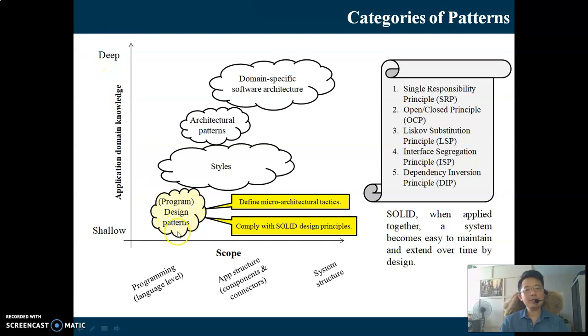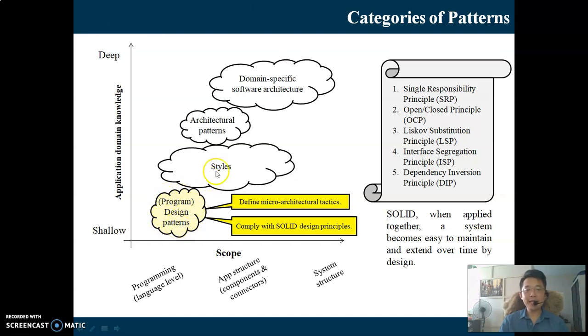Now, let me bring your attention to design patterns. Design patterns define micro-architectural tactics. It is used at programming level, and it does not have much domain knowledge required for its design. This is good news, because this shows that design pattern can be reusable across different domains.